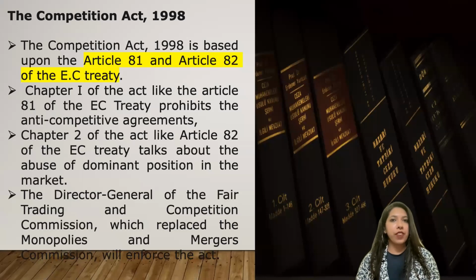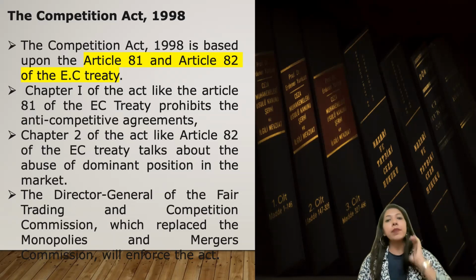The first one is the Competition Act of 1998, which is mainly based on Article 81 and 82 of the EC Treaty. Chapter 1 of the Act, like Article 81 of the EC Treaty, prohibits anti-competitive agreements and anti-competitive practices such as forming a cartel, abuse of dominant position, price fixing, and so on. Chapter 2 of the Act, like Article 82 of the EC Treaty, talks about the abuse of dominant position in the market, and the Director General of Fair Trading and the Competition Commission, which replaced the Monopolies and Mergers Commission.